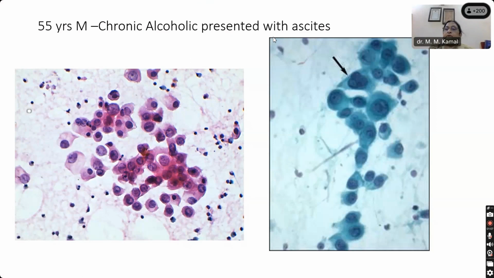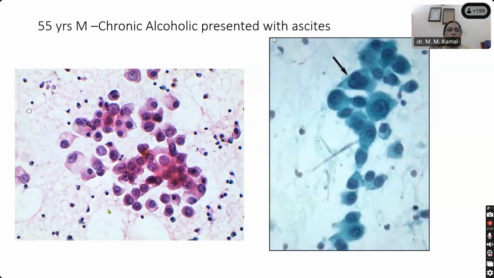A 55 year old male, chronic alcoholic, presented with ascites. Okay, so we have got ascitic fluid. Ma'am, I can see the cells which are present in clusters and orange sheets, which are round to oval with prominent nucleoli and scant eosinophilic cytoplasm. And also in the background, I can see some inflammatory infiltrates and a proteinaceous background.